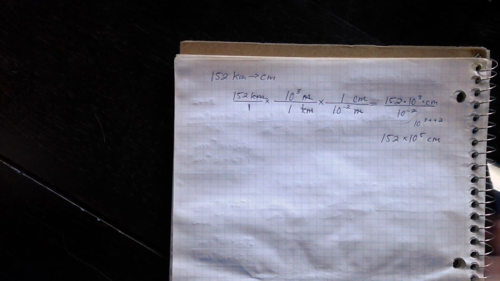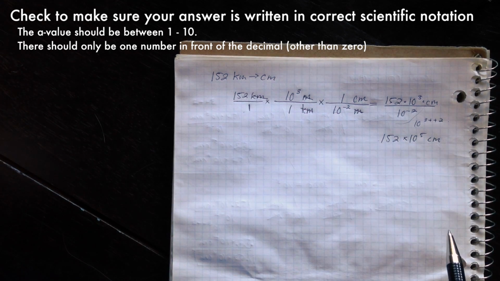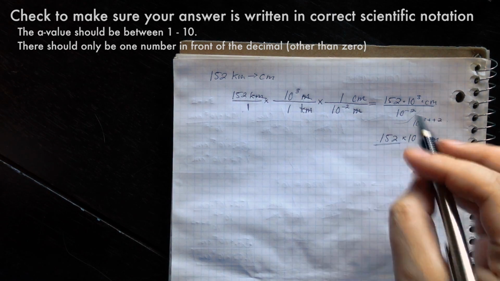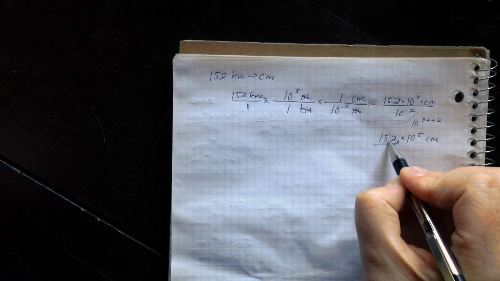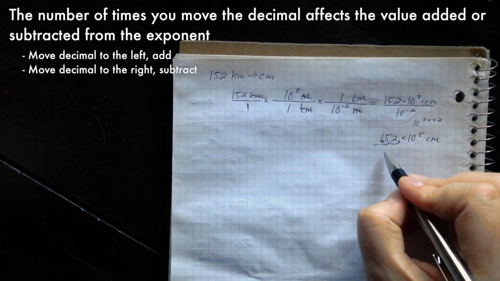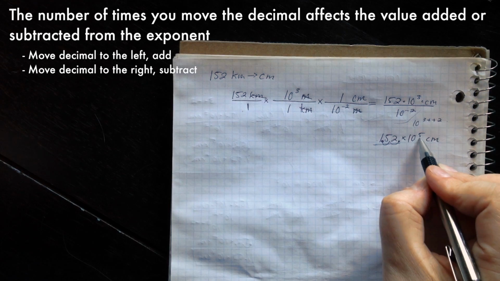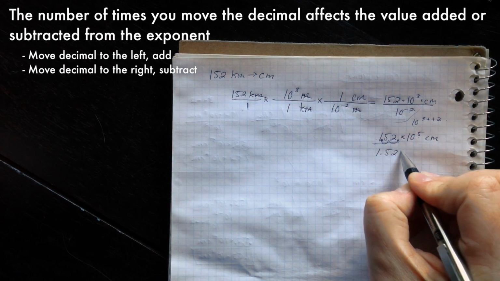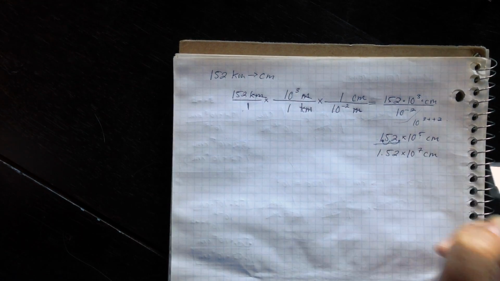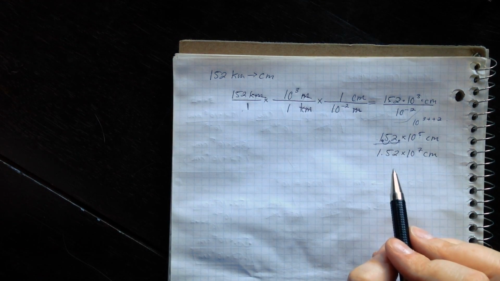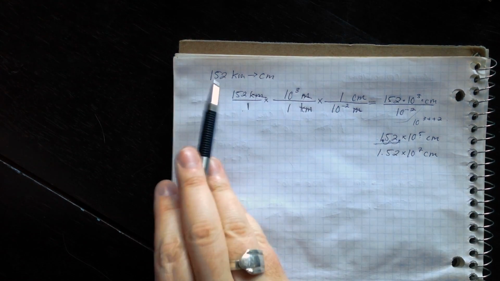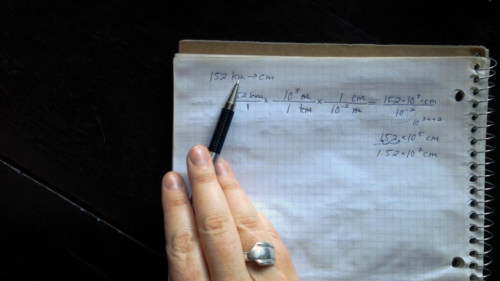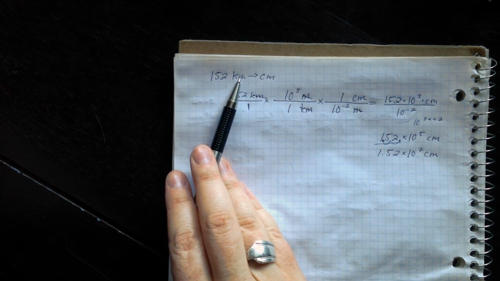But we're not done, of course, because this isn't written in correct scientific notation. In order to do that, our A value, this first number, has to be between 1 and 10. So I'm going to take the decimal at the end and move it 2 times. And because I moved it 2 times to the left, that means I'm going to increase my exponent by 2. So my final answer is going to be 1.52 times 10 to the 7th centimeters, or 15,200,000 centimeters. Remember, that is the same length, the same distance that we had before. The only difference is that we are expressing it in centimeters instead of kilometers.